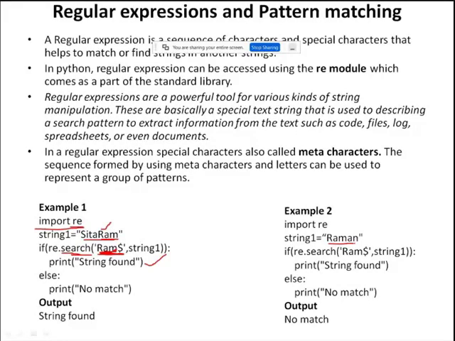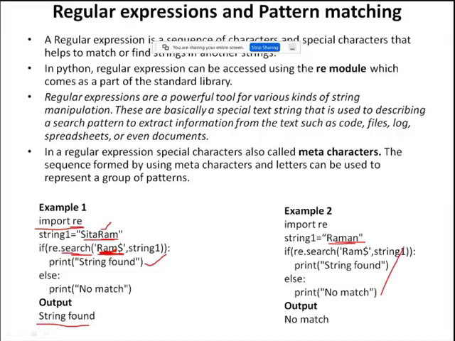Right? The expression has the meta character, that is the dollar character. It is used to match the given regular expression at the end of the string. So the regular expression would match the string Sitaram. So this first example 1 is correct because Sitaram ends with Ram. That's why the output is string found. But in the second example it is Raman. That means the string does not end with Ram, so it returns no match.